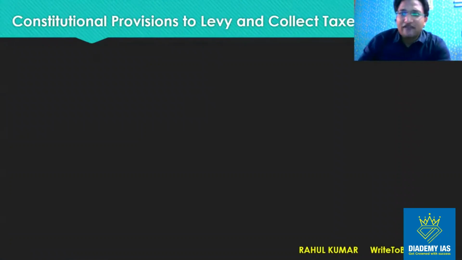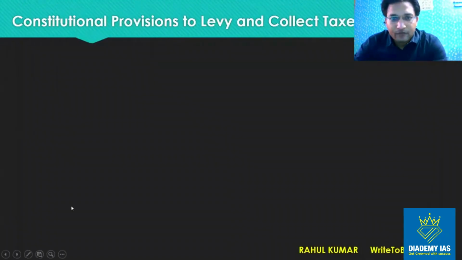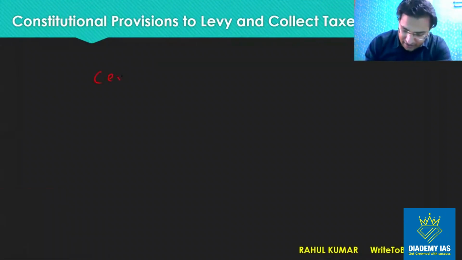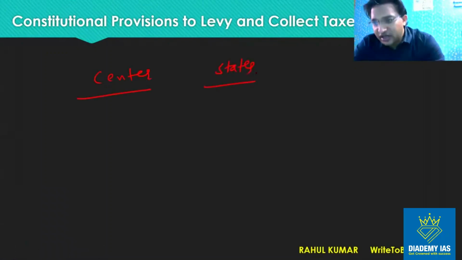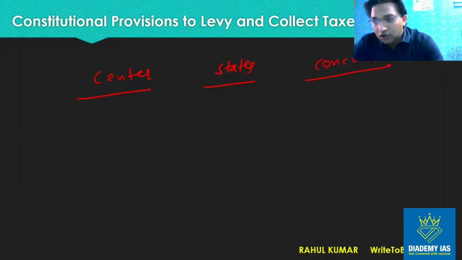Constitutional provisions to levy and collect the taxes. So what are the constitutional provisions regarding the power which has been given to the center and state? Which tax will be collected by the center, which will be collected by the state, and which can be collected both by the state and center, that is in the concurrent list.